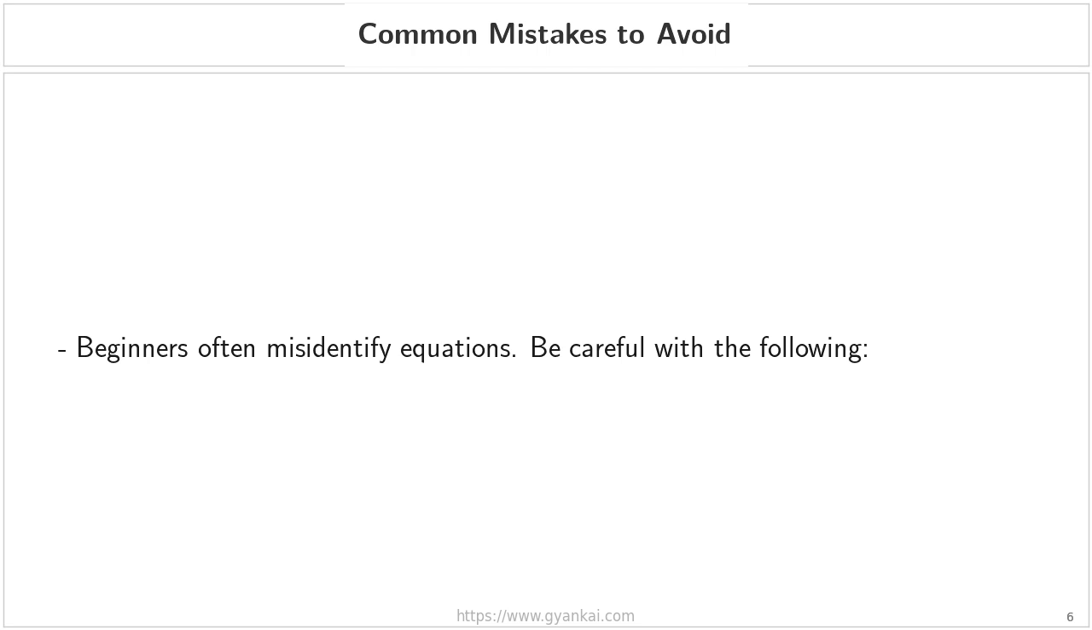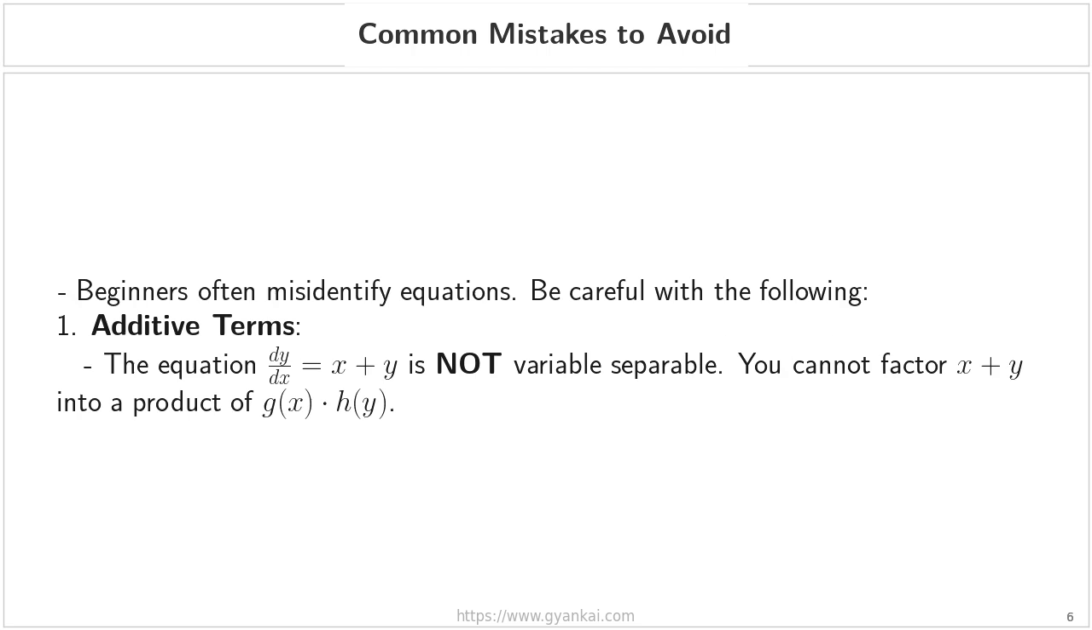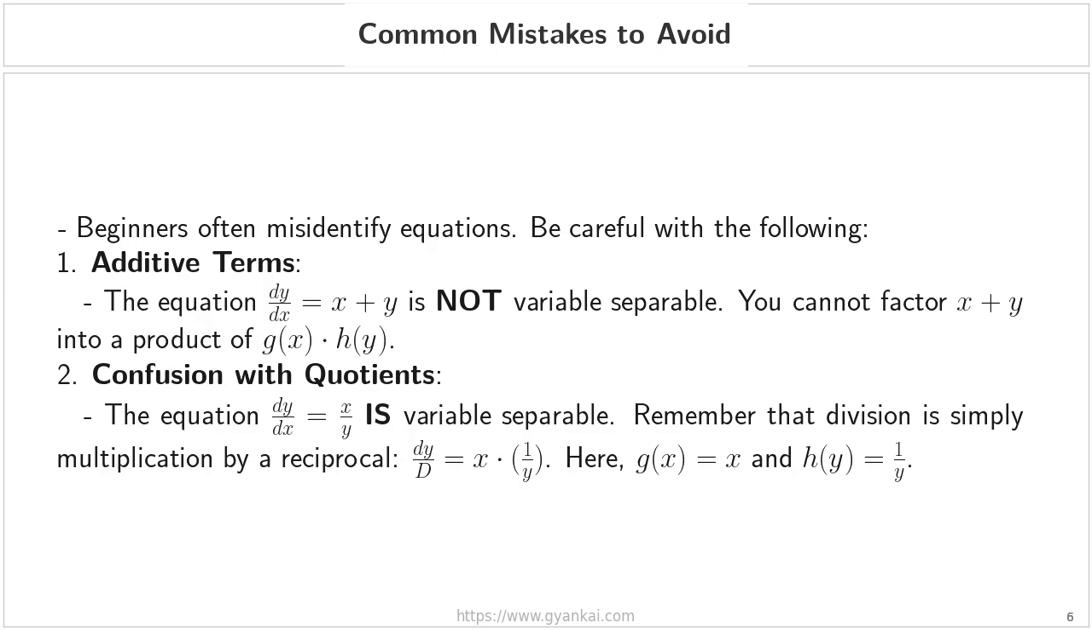First, let's look at additive terms. You might see an equation like dy by dx equals x plus y. It is very important to note that this equation is not variable separable. Why? Because, as we discussed in our definition earlier, we need to be able to factor the right-hand side into a product. You simply cannot factor x plus y into a product of a function of x and a function of y.